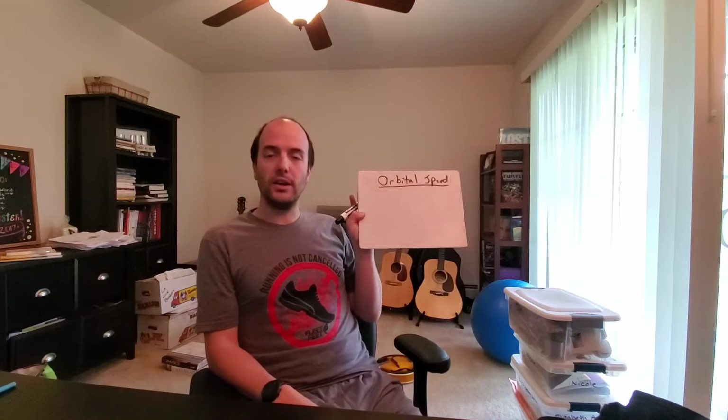Okay, now the first one we're going to look at is the orbital speed. So how can we determine the orbital speed of a given object? What we're going to be doing here is figuring out how we are able to calculate the speed that the moon goes around the Earth, or that the sun goes around the center of the galaxy, or we go around the sun, that kind of stuff.